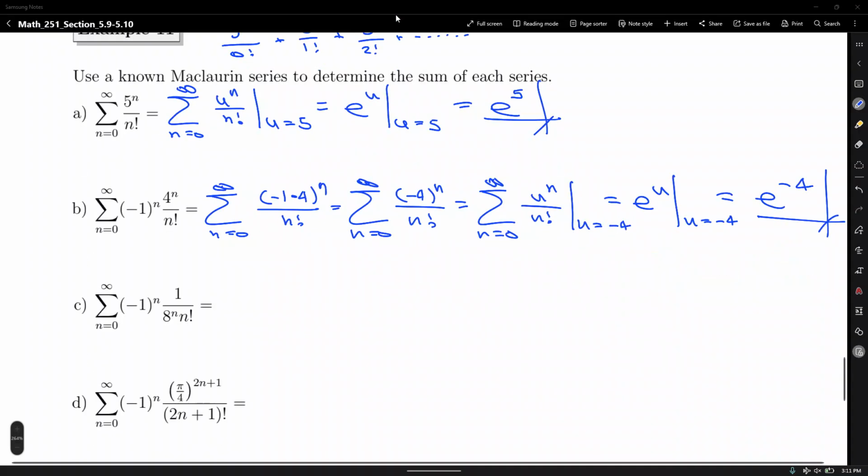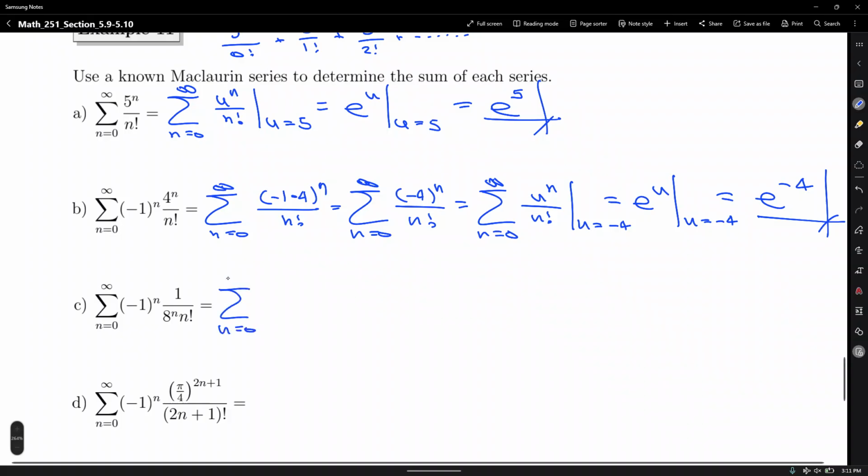So for letter C, sigma n equals 0 to infinity of negative 1 to the n, 1 over 8 to the n times n factorial. It doesn't matter all the mess you have in the series. Again, look for a specific factorial. In this case, it's n factorial. All right? So in this case, again, is that going to be the exponential function, right? So that'll be e to the, okay, well, not yet.